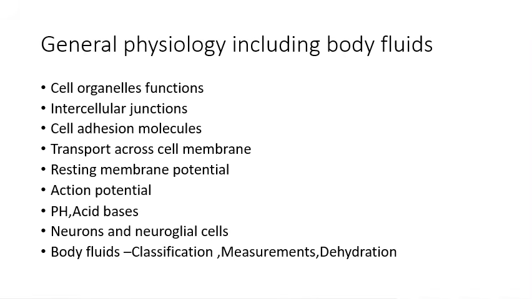Good evening, students. Today we will see an overview of paper one in physiology. In general physiology, including body fluids, first you have to read about the cell organelle functions, the basic functions of the cell organelles, and second you have to remember the intercellular junctions. There are three intercellular junctions: tight junctions, adherent junctions, and gap junctions.